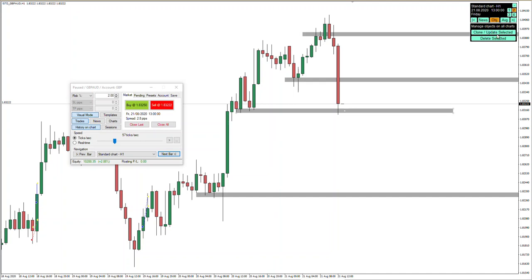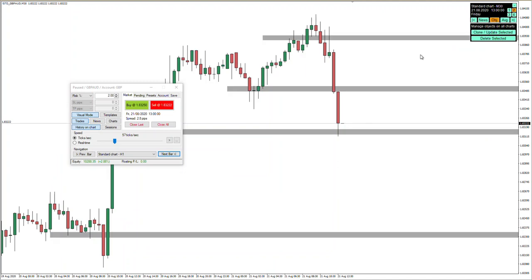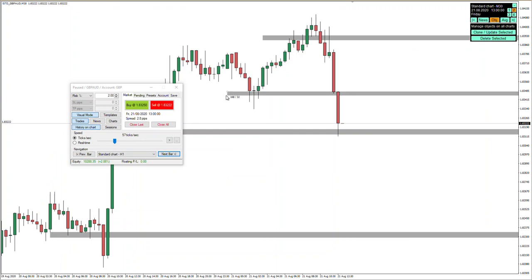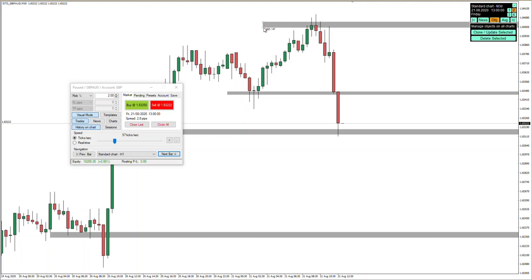Let's clone these. Let's watch the M30. I have to bring this down. I think it's better to put this one here. Add here another zone. Okay. There are a few nice things to trade.